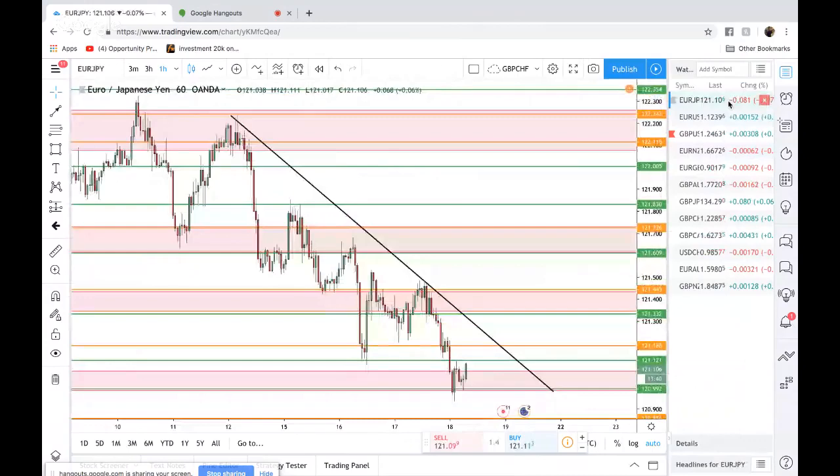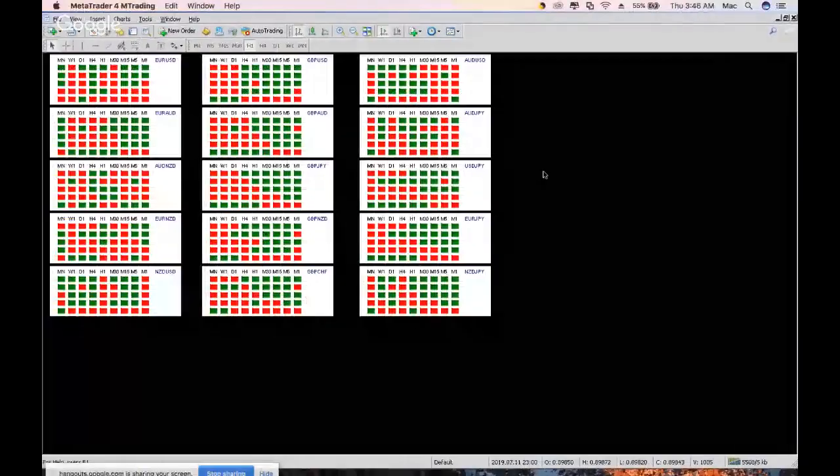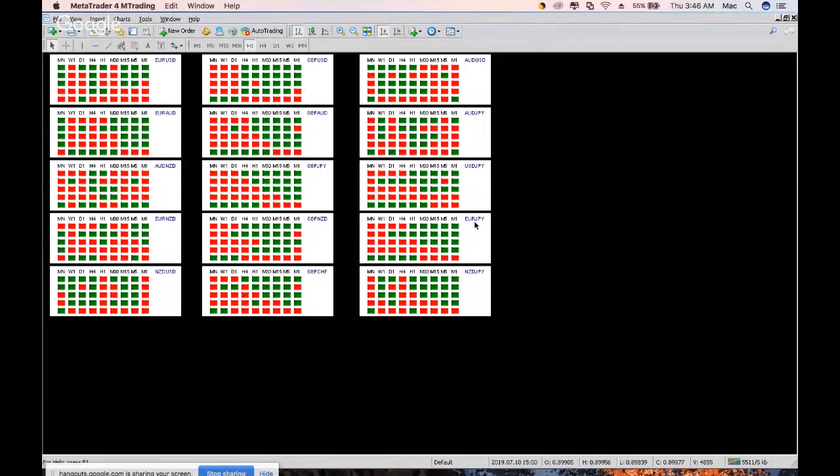So I'm just going to leave some of these backdoors. Let's just look at how some of these pairs are moving, how the dash is looking. As you can see, EJ is starting to look like it wants to go up, right? But I want to know, is that because of euro or the yen? Clearly, the yen hasn't shown any buyers, so I'm not going to do anything with that as of yet.